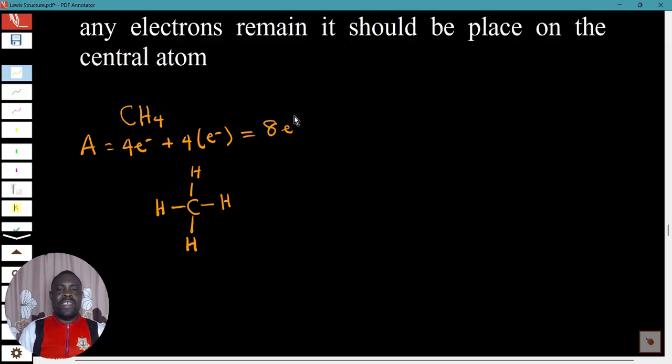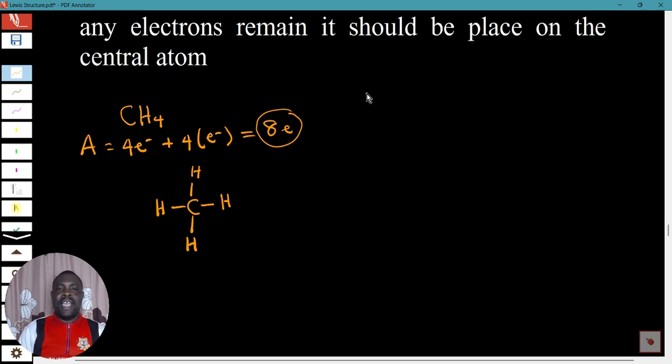Now we have 8 electrons available. How many electrons have we spent? We have 1, 2, 3, 4. Each of these bond pairs is 2 electrons. So the 4 bond pairs make 8 electrons. So this is the Lewis structure of methane.